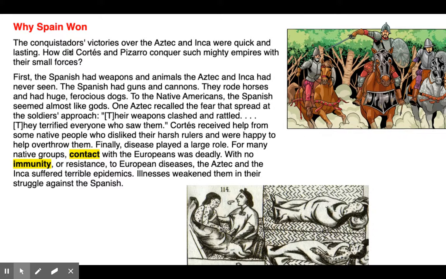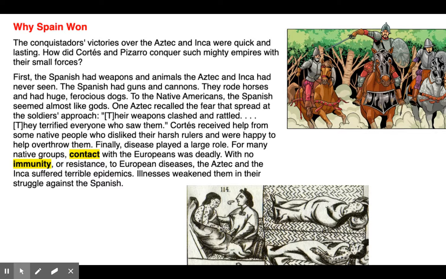Well, here's why. First, the Spanish had weapons and animals the Aztec and Inca had never seen. The Spanish had guns and cannons. They rode horses and had huge, ferocious dogs. To the Native Americans, the Spanish seemed almost like gods. One Aztec recalled the fear that spread at the soldiers' approach. Their weapons clashed and rattled. They terrified everyone who saw them.